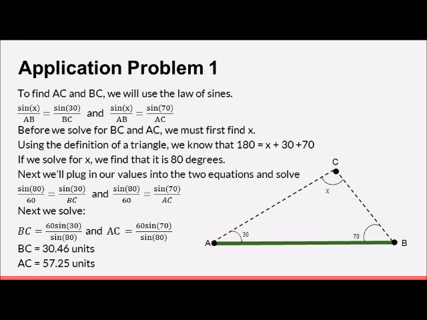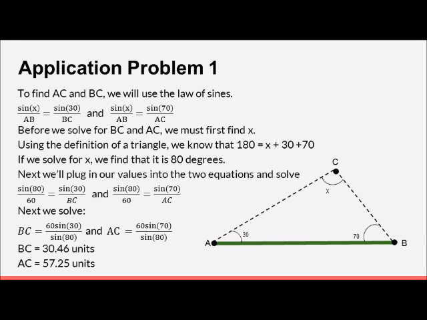Using the definition of a triangle, we know that 180 must be the sum of all the angles of the triangle. If we solve for x, we find that it is equal to 80 degrees. Next, we'll plug that value for x into the two equations and solve.